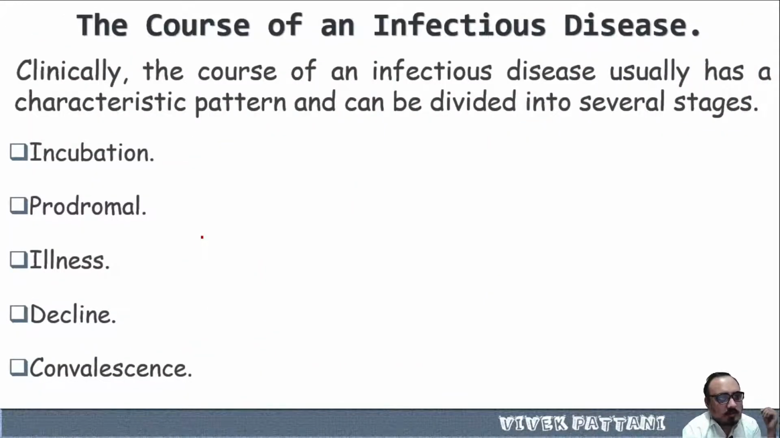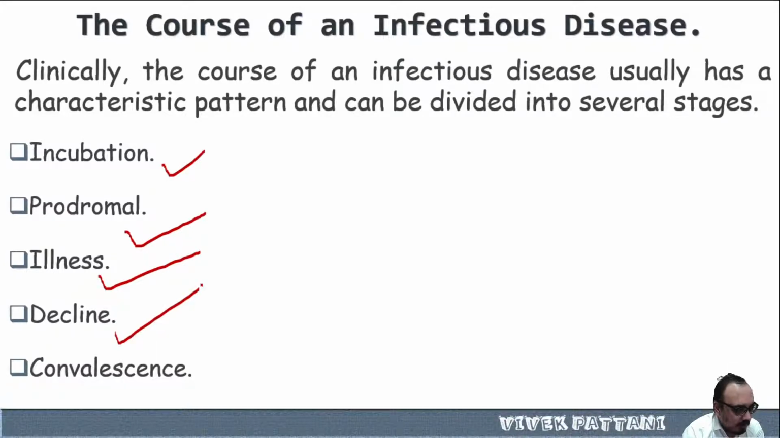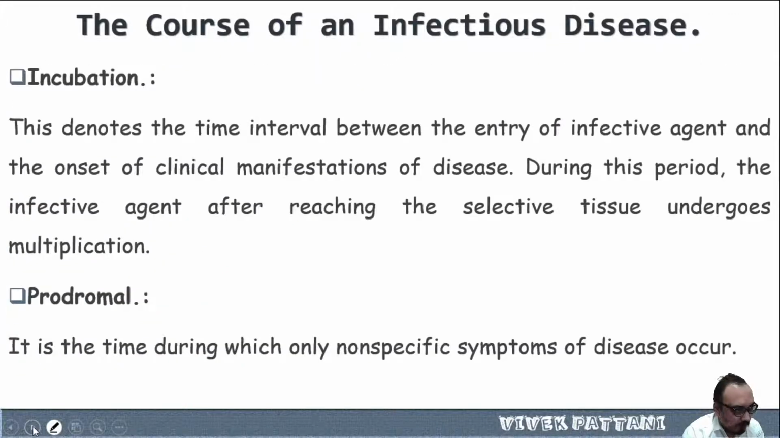So what is the course of an infectious disease? Which are basically the stages of any infectious disease? The first stage is incubation, the second stage is prodromal, the third stage is illness, the fourth stage is the decline stage, and the fifth stage is the convalescence stage.